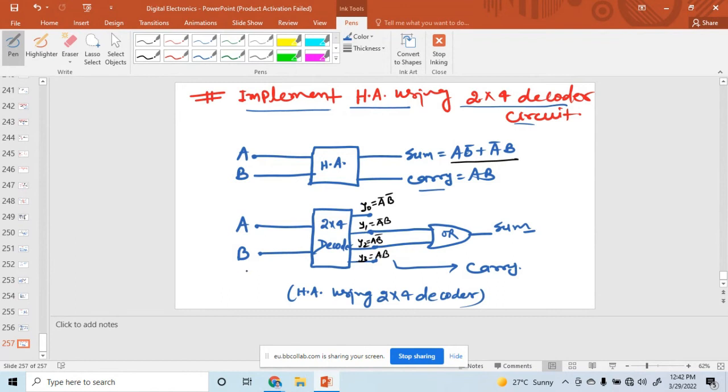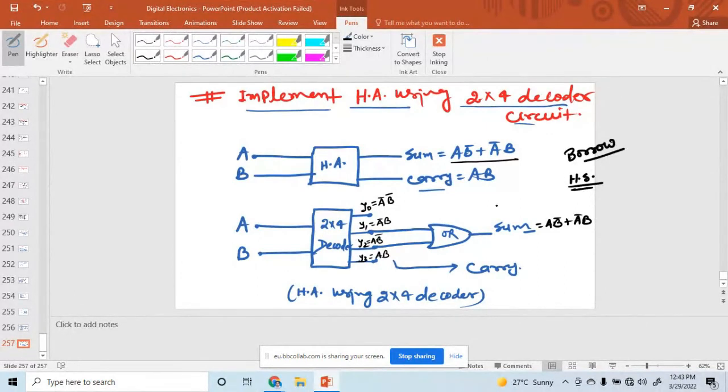No, sir, no doubt. So if someone says implement a half subtractor, suppose they say implement a half subtractor using a 2 to 4 decoder, what is needed? Sum is the same: A B bar plus A bar B. Sum is the same. In the subtractor, one borrow is needed.